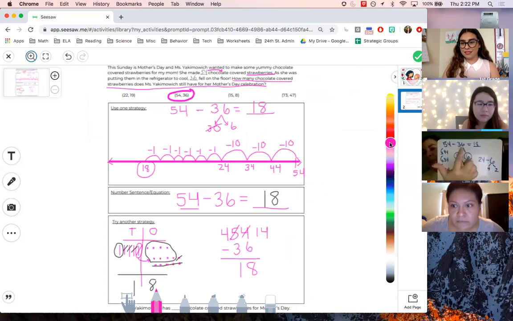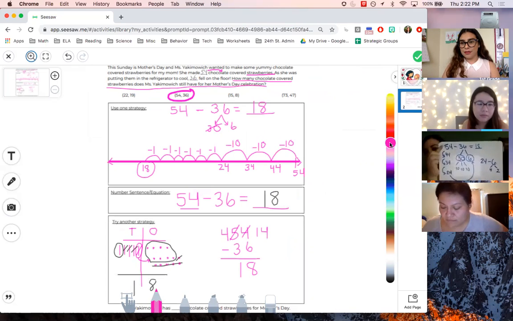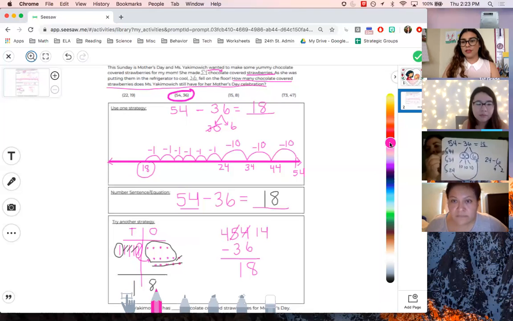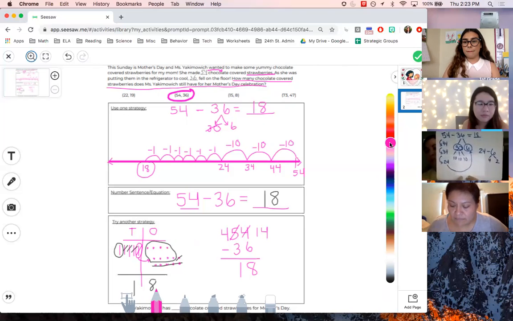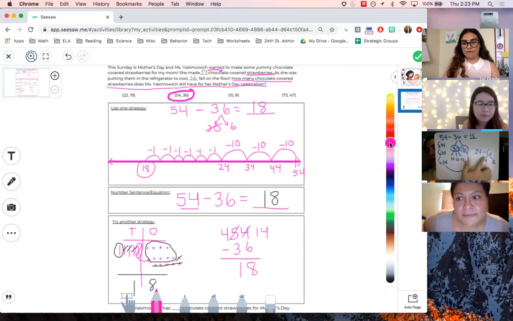So I decomposed the 36 into 30 and 6. So I have to take away 30 first from the 54, and I'm counting back by 10. So 54 minus 10 is 44, minus the other 10 is 34, minus another 10 is 24. So I took out that 30. But I have to remember from the 24, I still have to take away those 6 ones. So now I moved it over to this side, 24 minus 6.